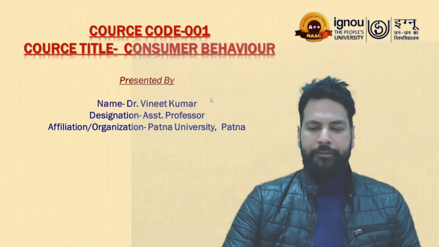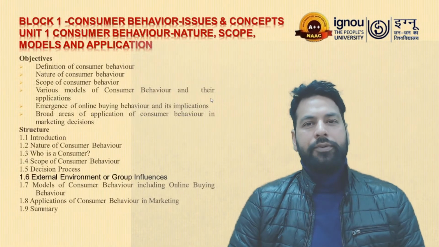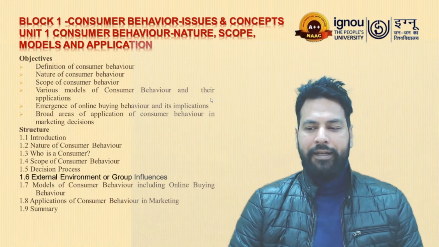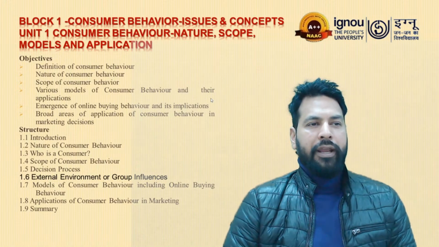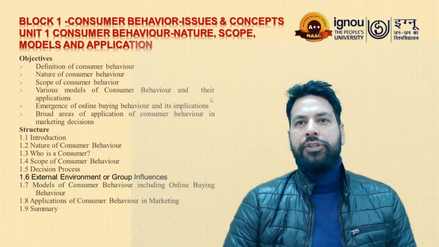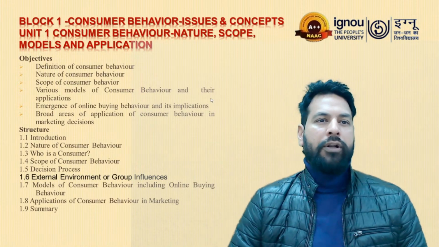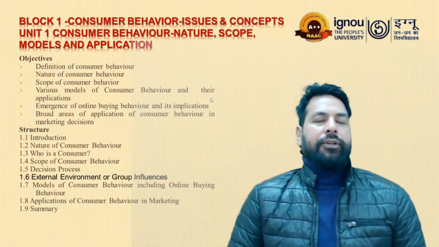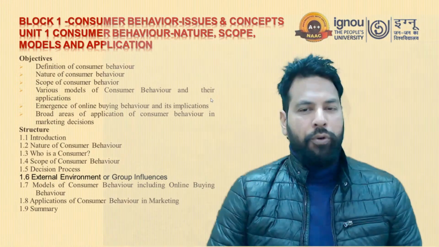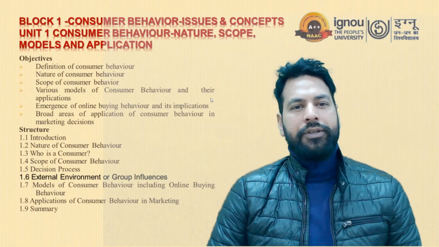So moving ahead, look at this. It has got 4 blocks, and the first block today will start, and it has got 3 units. So we'll take one by one. So starting with unit number 1, we'll talk about consumer behavior, nature, scope, models, and application. Now here are the objectives and the structure, how we are going to go about studying this block, this unit.